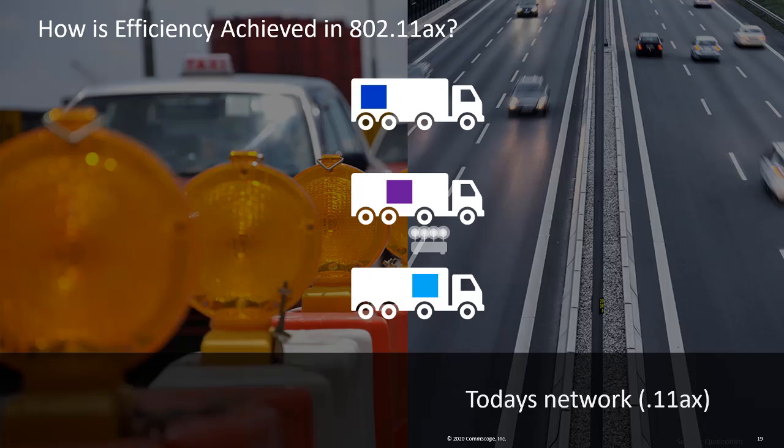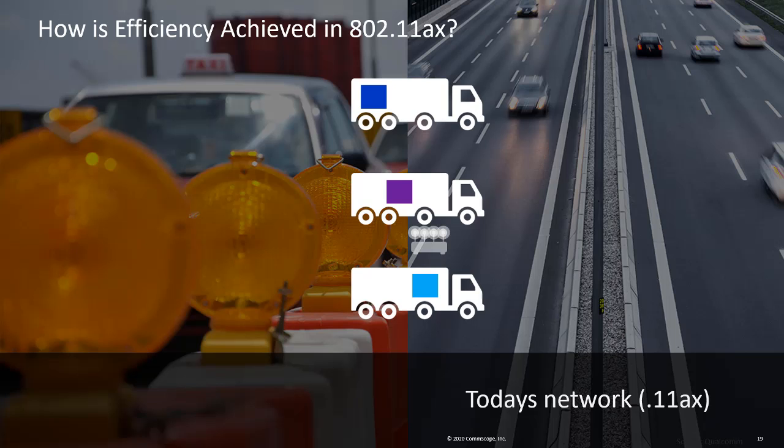802.11ax, in contrast, uses orthogonal frequency division multiple access, which divides the frequency into resource units, maximizing the number of subcarriers or tones based on the spectrum available, which then divides the bandwidth based on the needs of each client, allowing simultaneous transmission of each client's data.